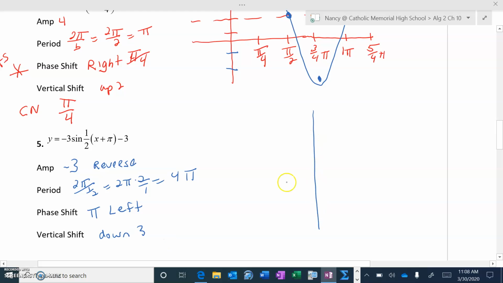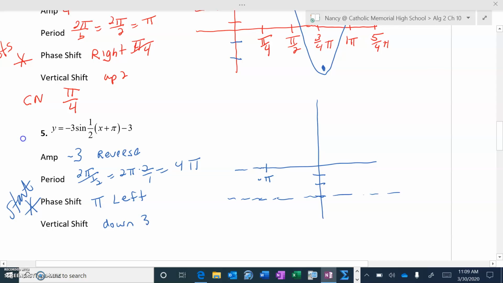So again, I always draw that new axis in first. So that's where I'm going to be graphing. And in sine and cos, phase shift is always where you start. So I'm going to start left pi. So I'm going to start at -pi. That's where I'm going to start my graph.